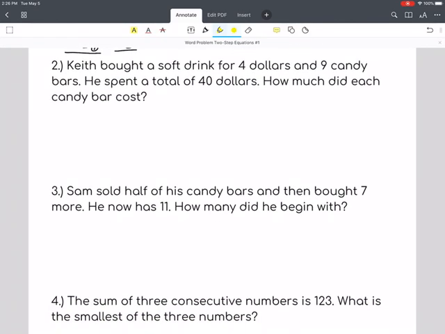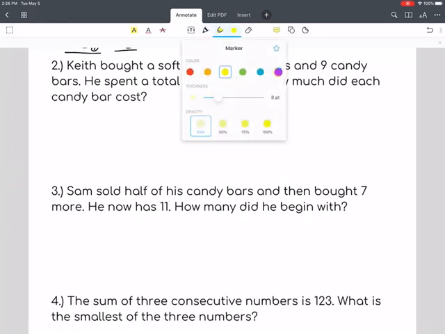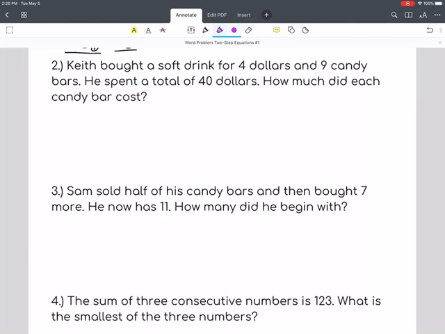All right, number 2. Keith bought a soft drink for $4 and 9 candy bars. He spent a total of $40. How much did each candy bar cost? So the question in this problem is trying to figure out how much did each candy bar cost. So that is what we use to define our variable. So I know x is going to represent the cost of each candy bar.